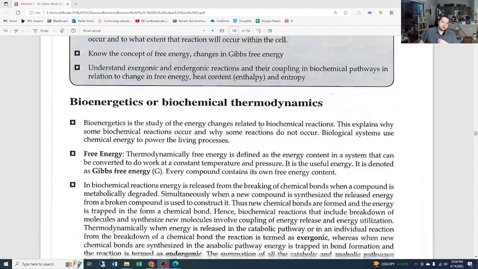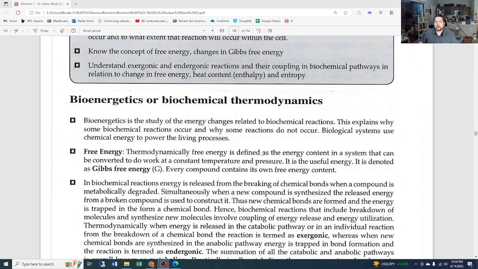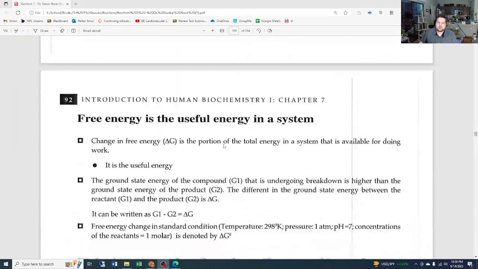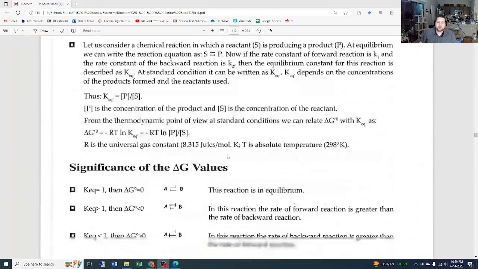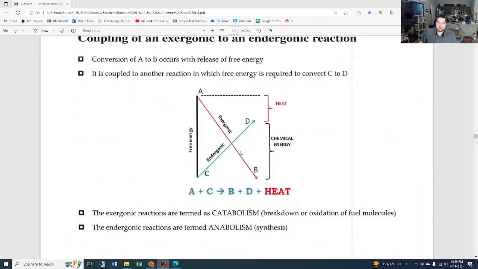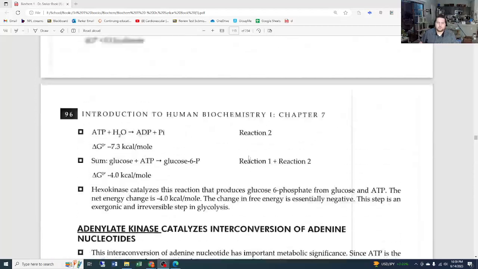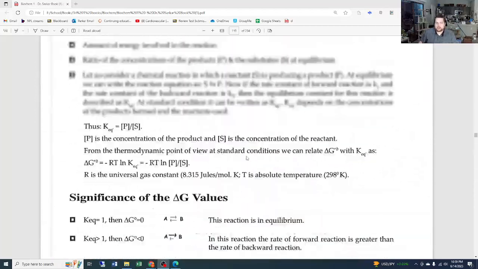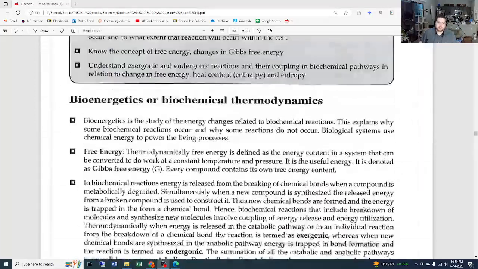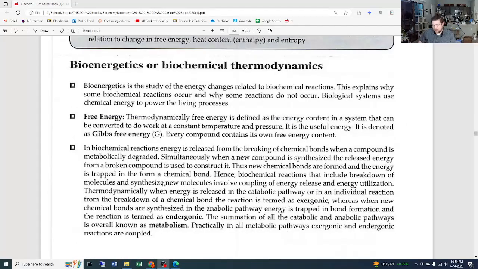Okay, so bioenergetics, or biochemical thermodynamics. So this chapter is going to have a lot of reading, so we're going to go through as well as taking some time to go over some vocabulary and some other information. So this isn't a super long chapter, but it is a little bit information heavy, so we'll make sure to get through it.